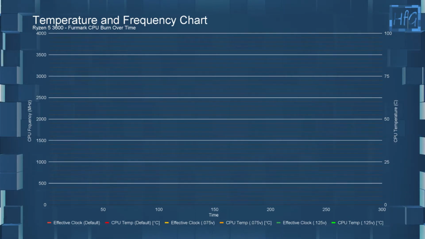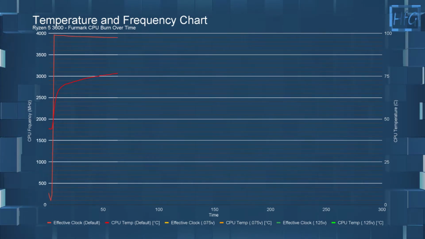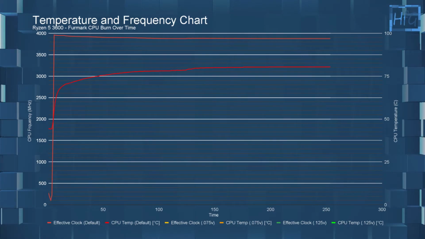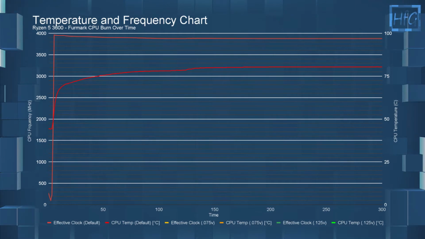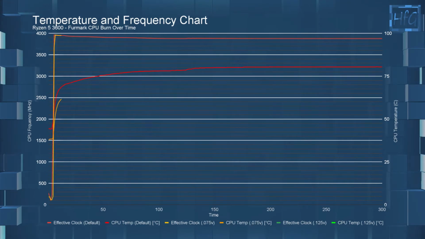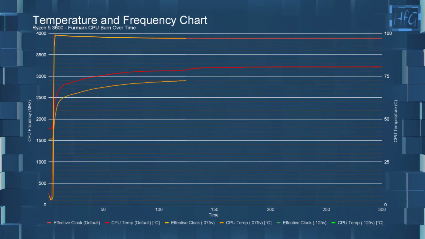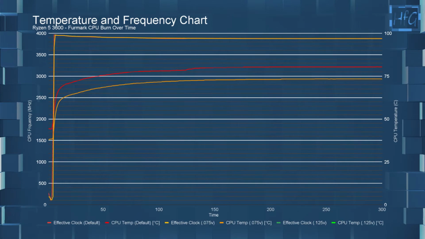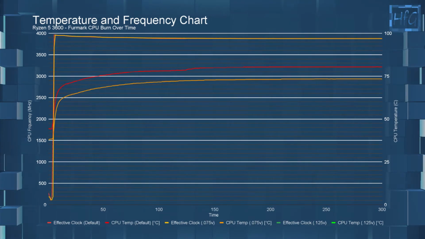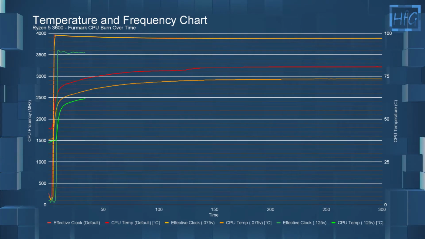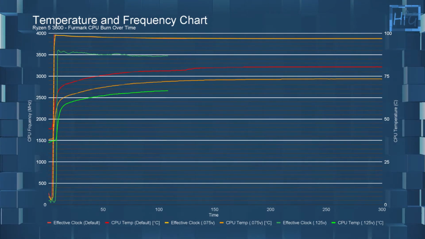Now for the frequencies and temperatures, with the default settings, the average effective core clock would boost up to 3950 and then slowly work its way down to 3875. And for the temperature, it jumped up to the mid 70s pretty quickly, with it topping out at 80.5 Celsius. Then with the 0.075 volt offset, the average effective clock is pretty much the exact same as the default setting, but the temperature only jumped up to the high 60s, with it topping out at 73.5 Celsius. So a 7 Celsius difference.